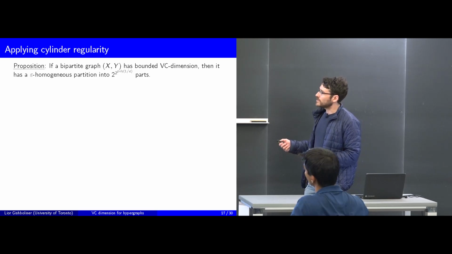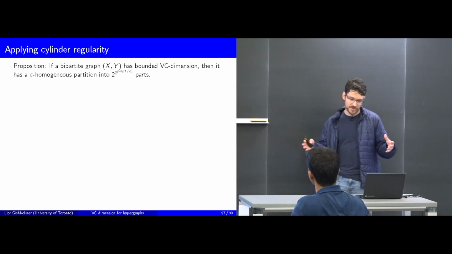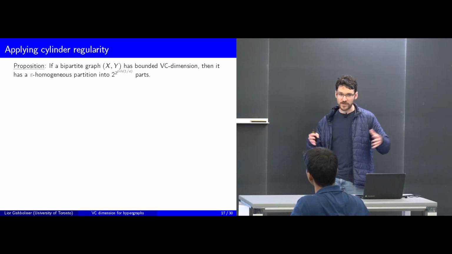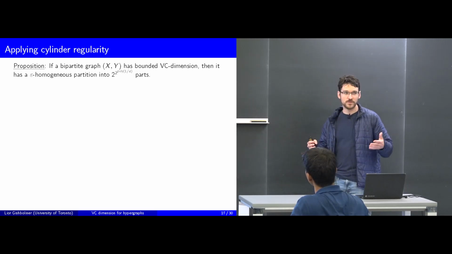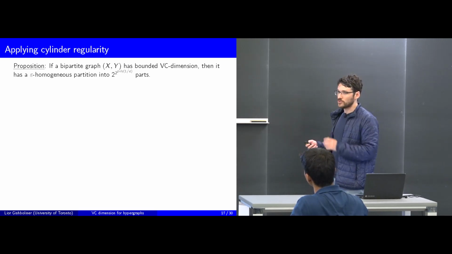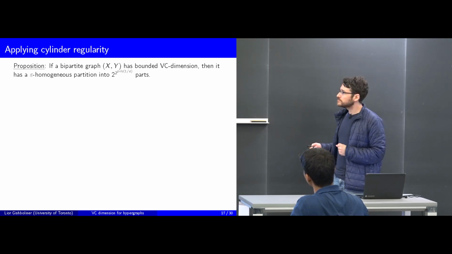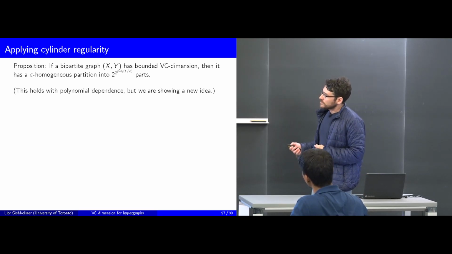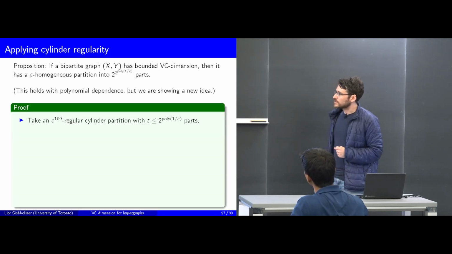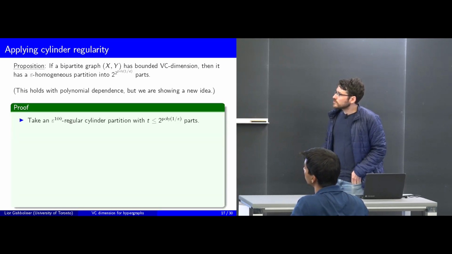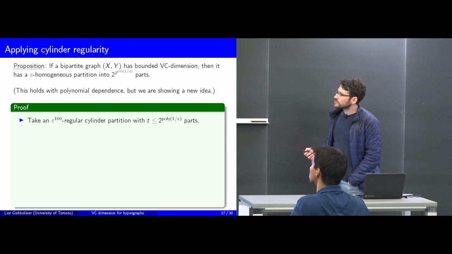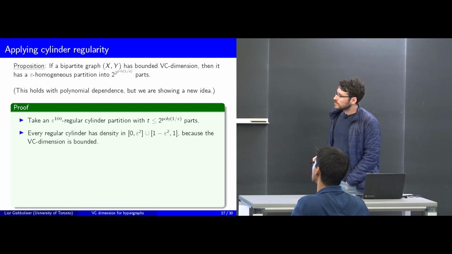So somehow here, double exponential and polynomial is a big difference, but on the scale of tower functions, we don't care about this exponential, another exponential, so it will not matter in the hypergraph case. Okay, so again, this holds with polynomial dependence, but we're demonstrating this idea. So what we do, we take, let's say, an epsilon to the 100 regular cylinder partition. The number of parts is only exponential.